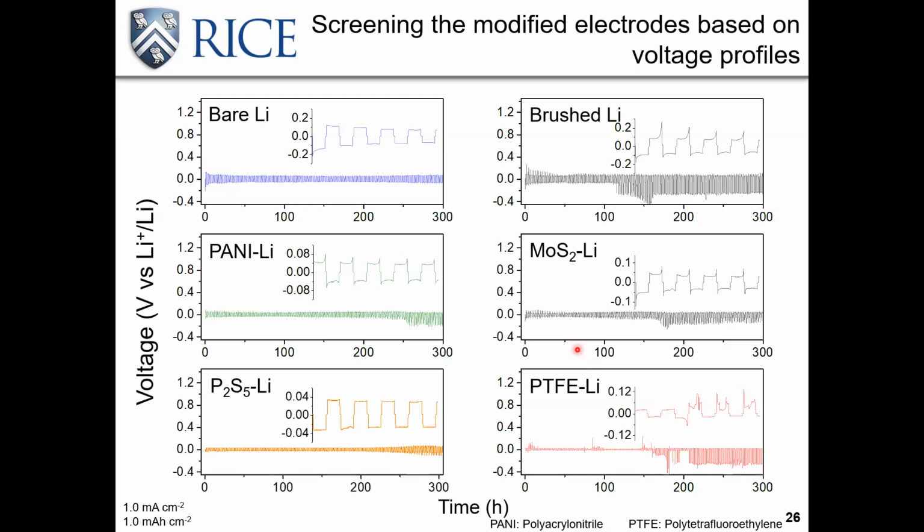Then we compare the voltage profiles of these several different types of brushed lithium electrodes, as you can see from the curve. During charging, if the voltage is larger, this means the polarization is larger. And during discharging, if the voltage is lower, that means the polarization is larger. By comparing the voltage during charging and discharging, we see similar phenomena: MoS2 and P2S5 can lower the voltage during charging and increase the voltage during discharging. These two materials also show a more stable voltage profile compared with bare lithium and the other coatings as shown here.